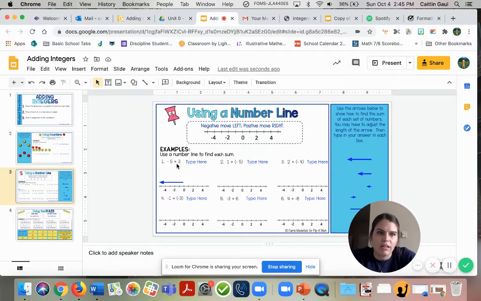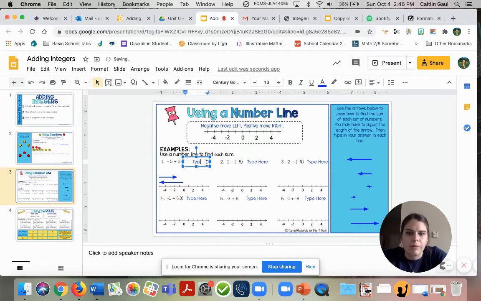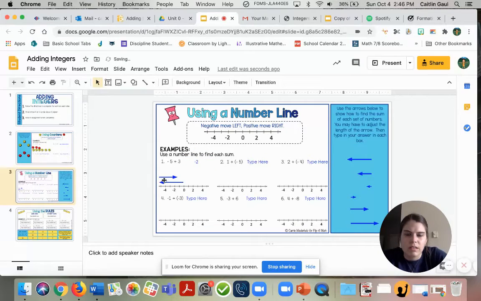And then it says to add 3. So I'm going to take this middle size guy, and we can resize these if they don't fit perfectly, and drag him so that he starts at -5 and goes forward. Let's see, 1, 2, perfect. 1, 2, 3. So here is where we land, -2. So I'm going to type my answer here, just like on the first slide, -2. So that's how number lines work. If it says plus a negative, that just means go in the negative direction.